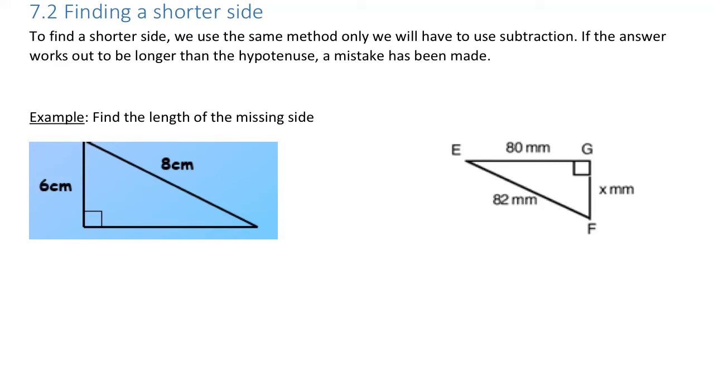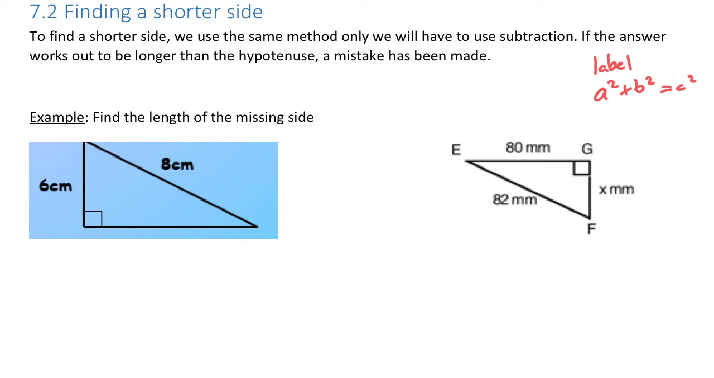7.2, finding a shorter side. To find a shorter side, we use the same method, only we have to use subtraction. So if you remember the method for working out Pythagoras theorem, we had to label the sides. Then we substituted into a squared plus b squared equals c squared, where c squared was the hypotenuse. And then we substituted in our values and we worked it out.